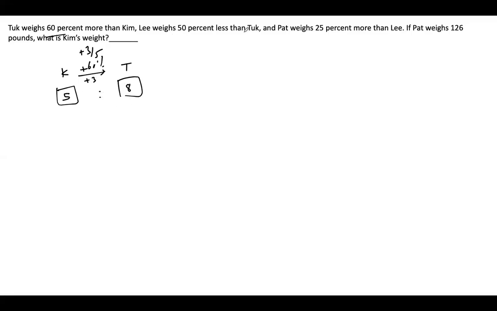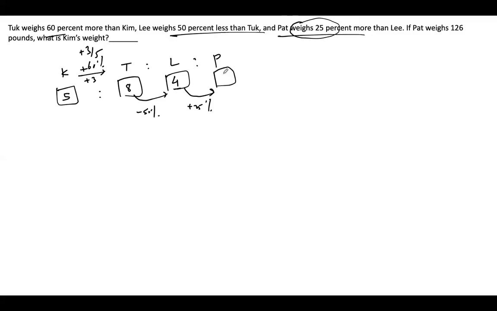Lee weighs 50% less than Took. 50% less of this value. So he weighs 4. Pat weighs 25% more than Lee. 25% of this value. So this is 5. The ratio is 5:8:4:5.